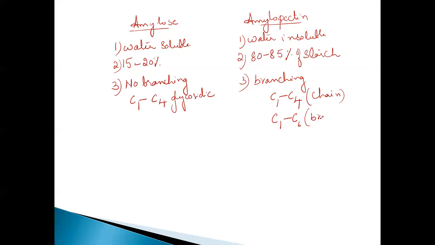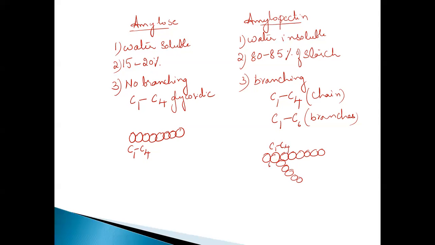So in branches. So this is the difference between amylose and amylopectin. This is amylose, simply a straight chain where C1 of this unit is linked to C4 of the next. And here it's a branched chain. Whenever there is a straight chain, we see C1, C4. Whenever there is a branch, we see C1, C6 glycosidic linkages. So this is the difference between the structure of amylose and amylopectin.